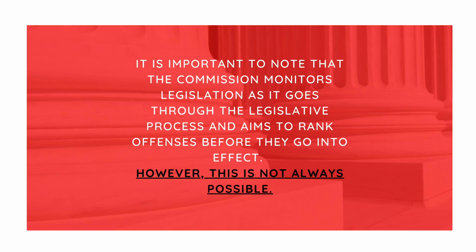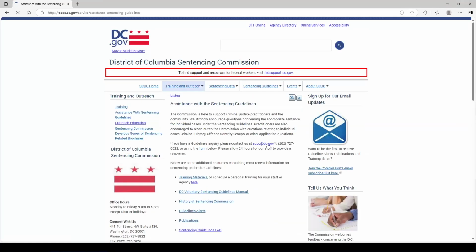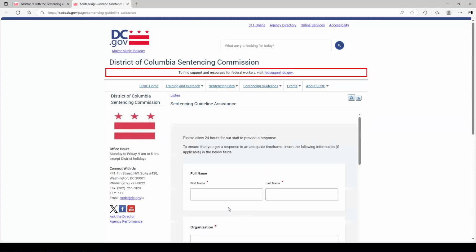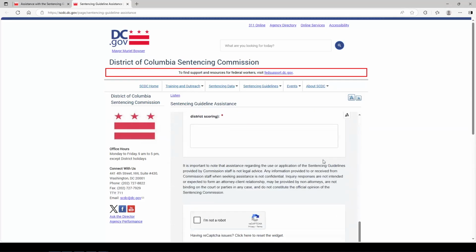It is important to note that the Commission monitors legislation as it goes through the legislative process and aims to rank offenses before they go into effect. However, this is not always possible. For more information about the default rankings of unranked or amended offenses under the guidelines, fill out the agency's Digital Guidelines Assistance Form or give the agency a call at 202-727-8822.